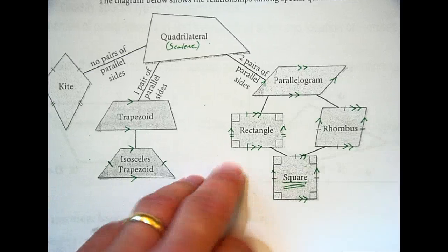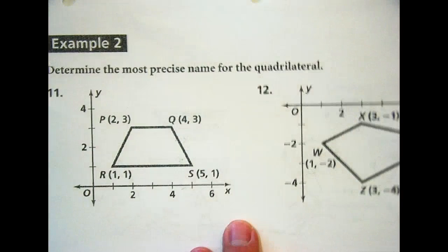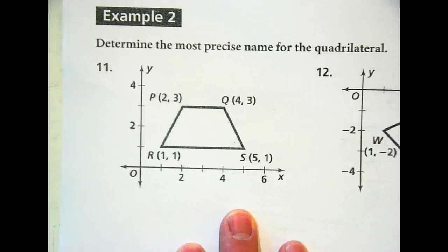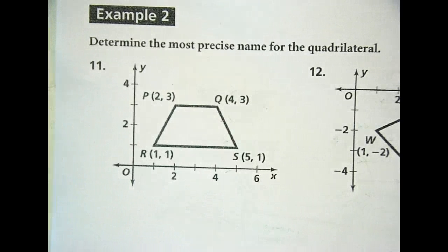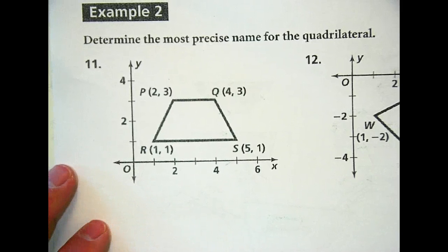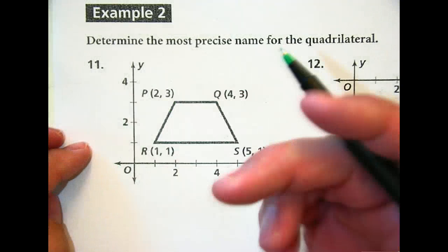Okay, I want to try some problems together here. Turn your sheet over. This is off your assignment today, but I've blown it up and made it a little bigger for you to use here. Example 2 says determine the most precise name for the quadrilateral, and I want to start with number 11. Unless it says based on looks, you have to actually do some calculations here. So it doesn't say based on looks.